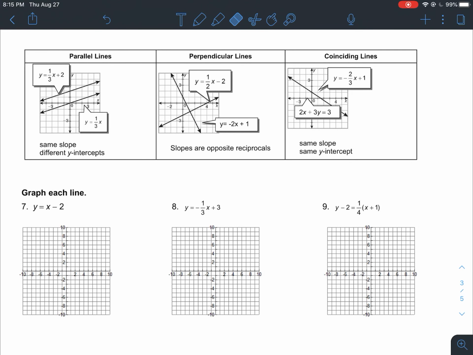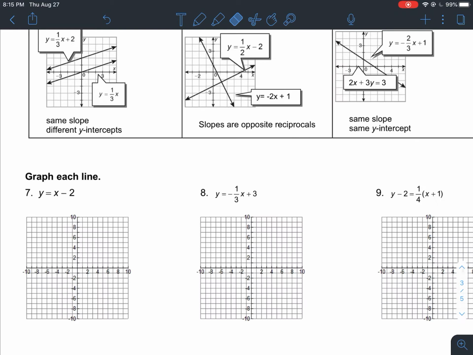Okay, page 3, we're talking about lines again. They could be parallel, they could be perpendicular, they could be coinciding, or they could be none of those three and just be regular intersecting lines, but we're not talking about those right now. Parallel, perpendicular, or coinciding. We know what parallel and perpendicular are. Coinciding means they're exactly the same. They look different, their equations look different, but they're exactly the same.